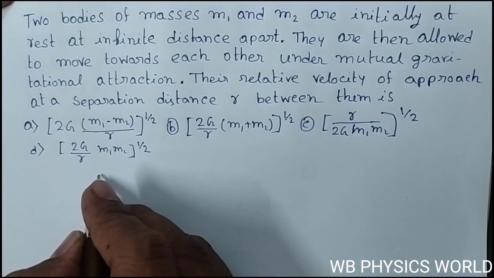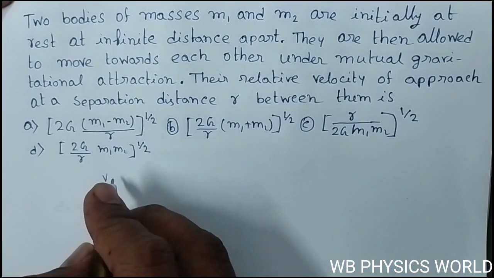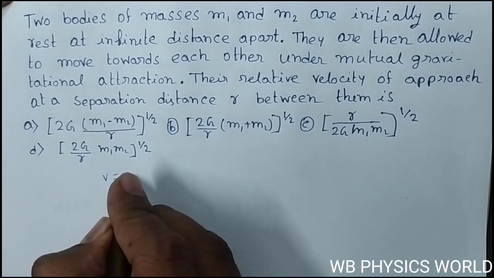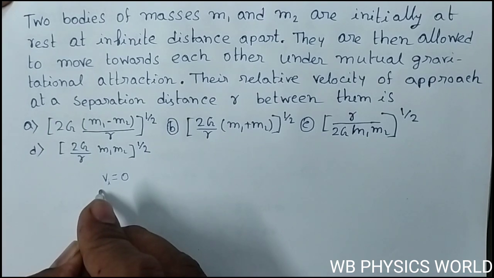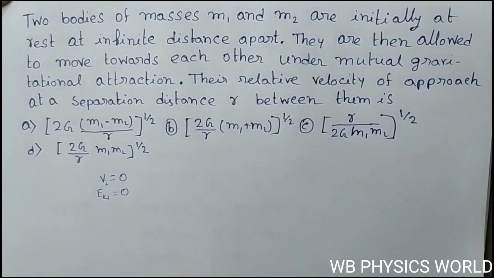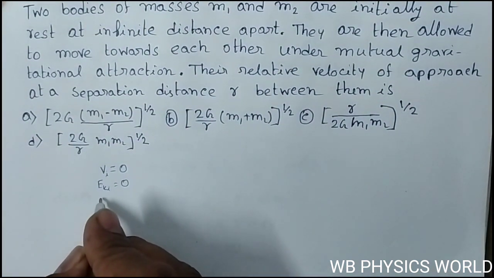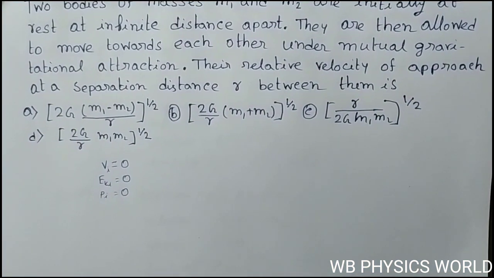Initially the particles are at rest, so the initial velocity of the two bodies is 0, and so the initial kinetic energy is also 0, and the initial momentum is also 0.